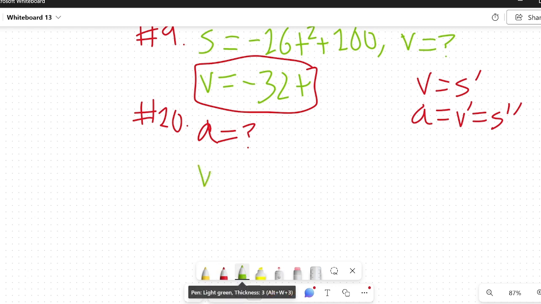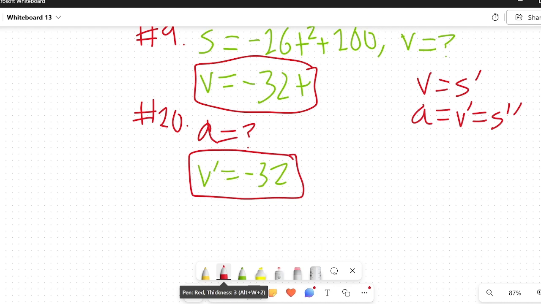So v prime will be equal to t to the power of 1. If we take the 1 out front, it's still negative 32. Reduce the power of t by 1, and we're going to have t to the 0, which is just 1. So v prime will be equal to just negative 32. And this is essentially how we apply this, right?